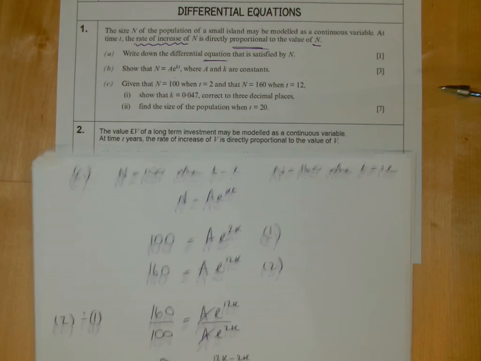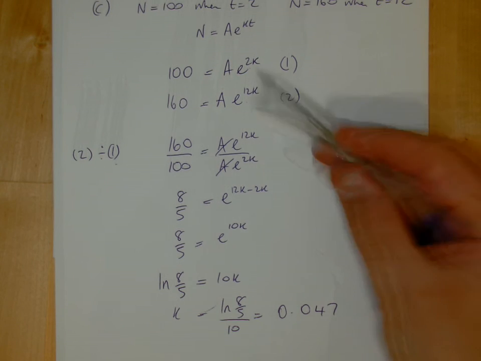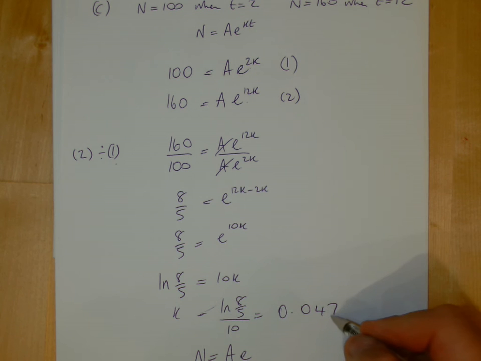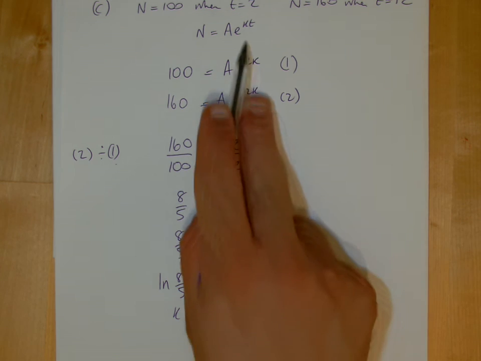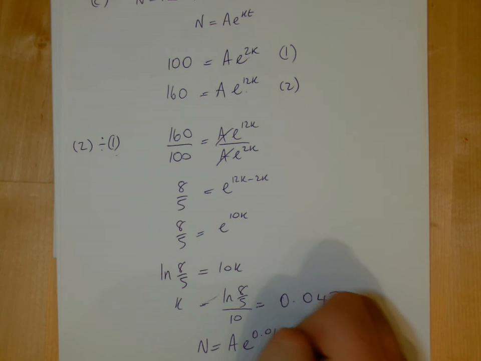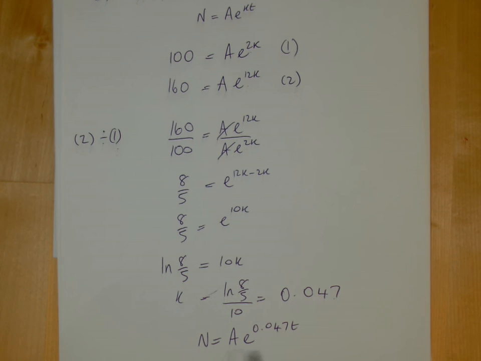When t is 20. Now, if you think about it, if we go back to our formula, we've got n equals ae, but now I've got k. I can substitute k in there to be 0.047t. Trouble is, if they want me to find the population when t is 20, I can't actually do it yet because I don't know what a is. I've worked out what k is, but I don't know what a is. So we need to work out what a is as well.